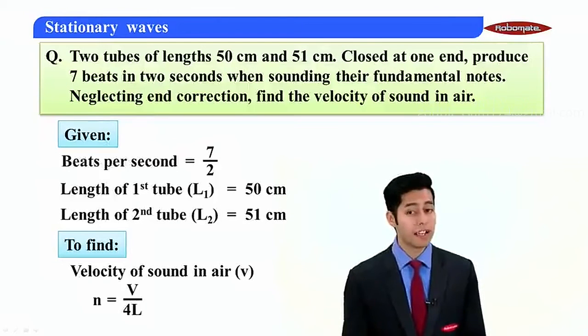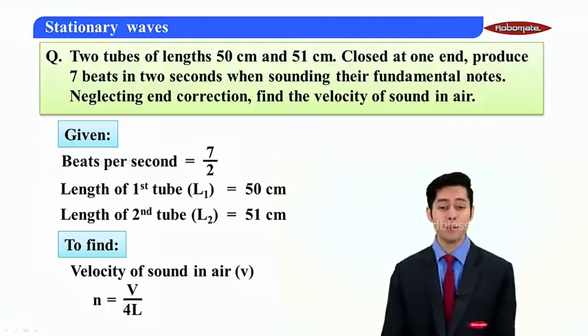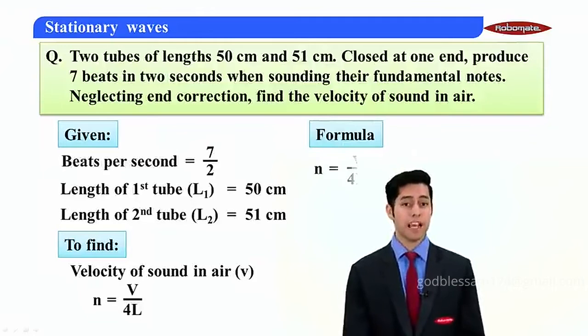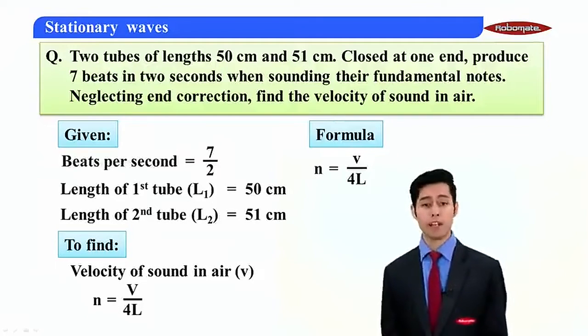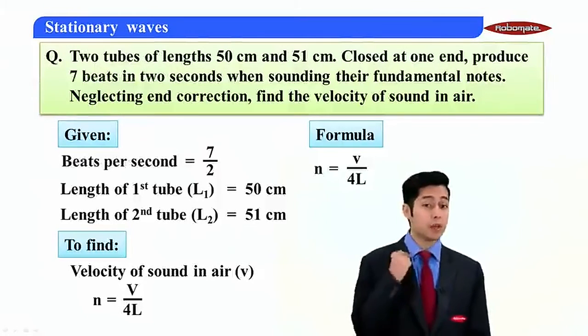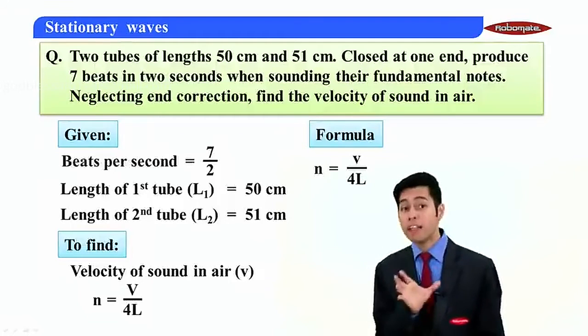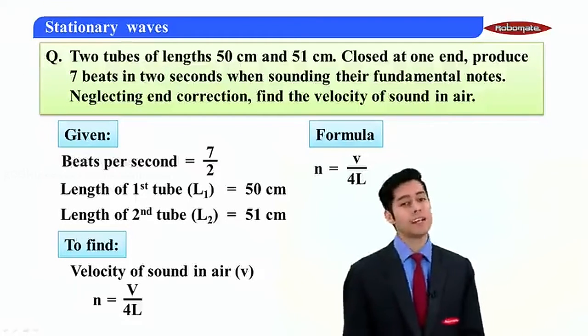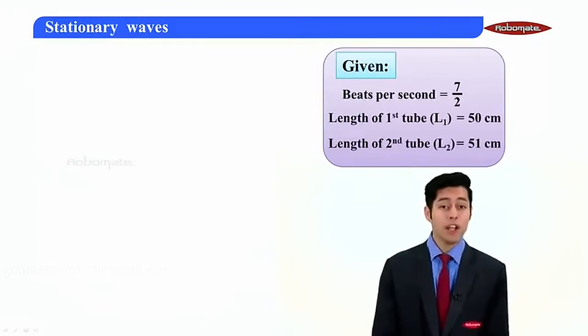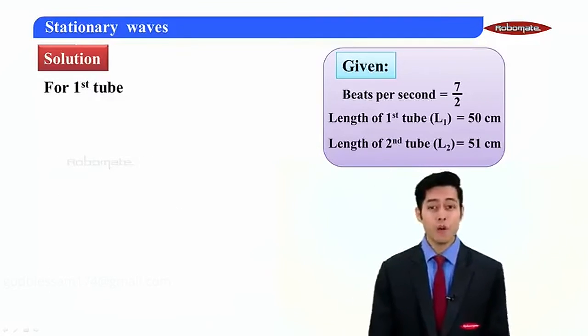And what is the formula that we are going to use? That is N is equal to V upon 4L. Also, this V upon 4L is a concept that we need to remember because it is only for the fundamental notes or the fundamental frequency. So to solve this problem, let us see how we go ahead.